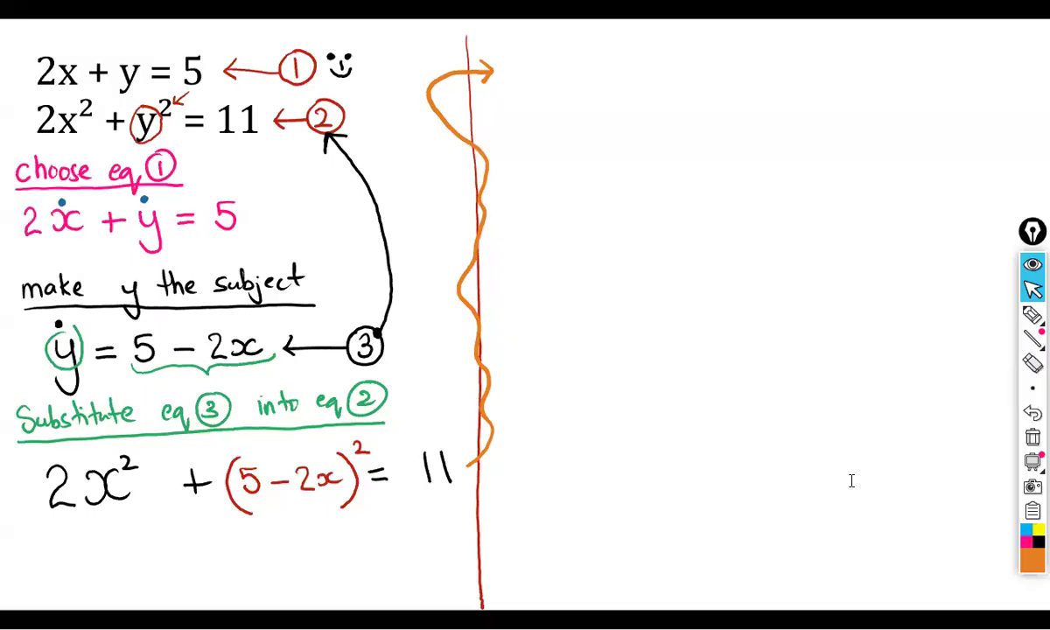I'm going to do something wrong on purpose. I want you all to tell me what I'm doing wrong. Let me change the color. So I have 2x squared, and I have 5 minus 2x in brackets squared. So that means everybody inside here obviously gets squared. So 5 squared is 25, and minus 2x squared is minus 4x squared. And then I put equal to 11.